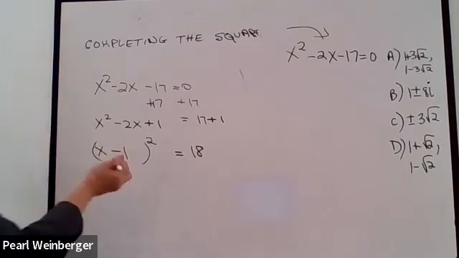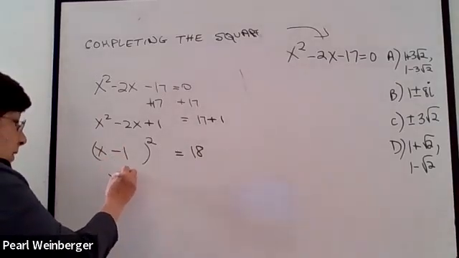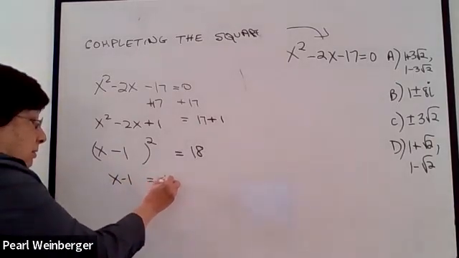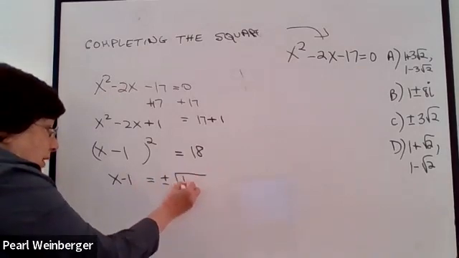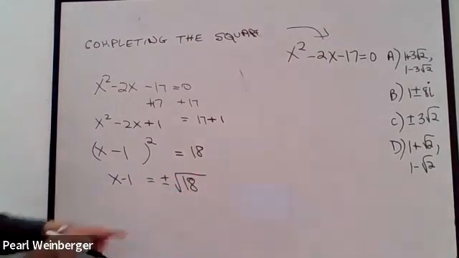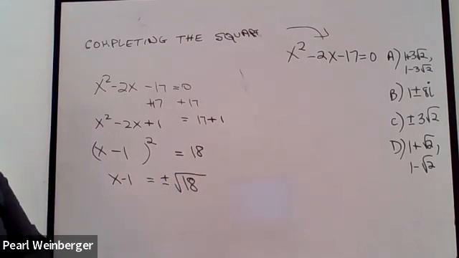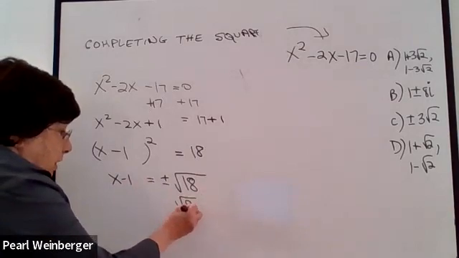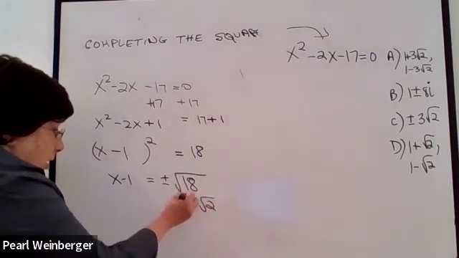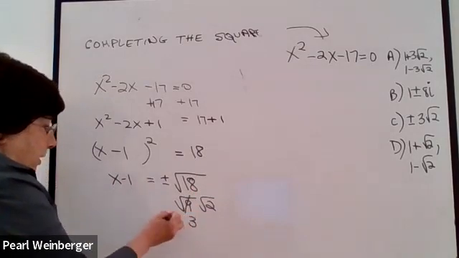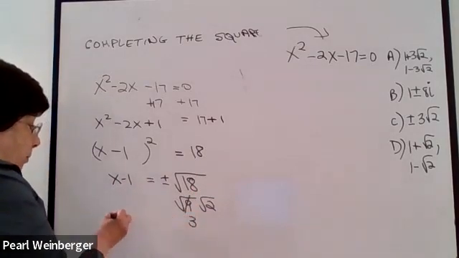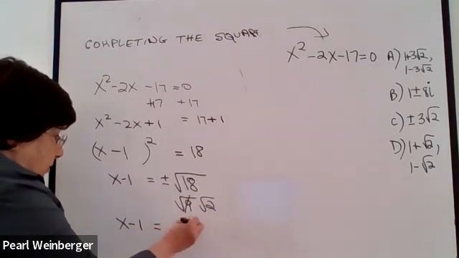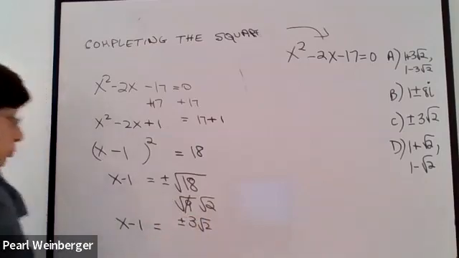And now I'm going to take the square root of both sides, which will give me x minus 1 on this side. And on the other side, it's going to be plus or minus the square root of 18. Now, 18 is not a perfect square. But what we can break it up into is the square root of 9 and the square root of 2. And the square root of 9 happens to be 3. So that I end up with x minus 1 equals plus or minus 3 radical 2.